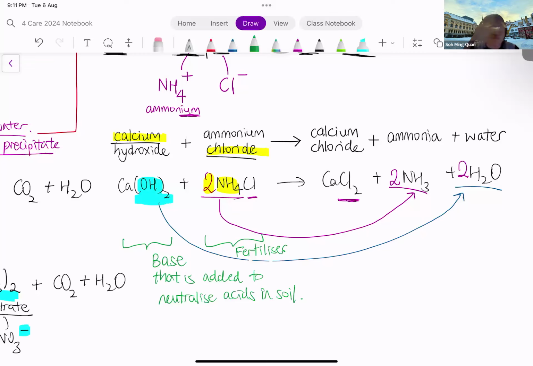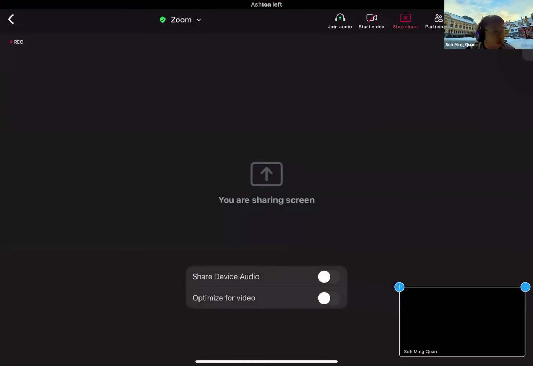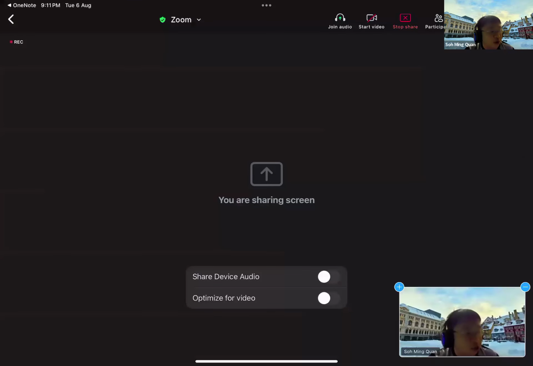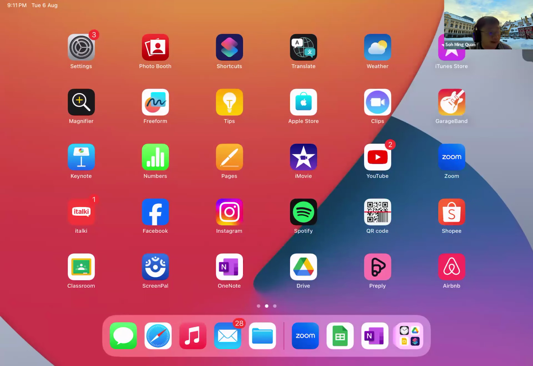So we don't just add random bases, it must be calcium hydroxide. Now, you probably heard this from me already. Why don't we just add any other base? Why must it be calcium so specific? These are plants. Plants grow in soil. You can't just throw any type of base in. Plants have certain requirements, all right? You cannot just throw whatever you want in, or else the plant doesn't grow.